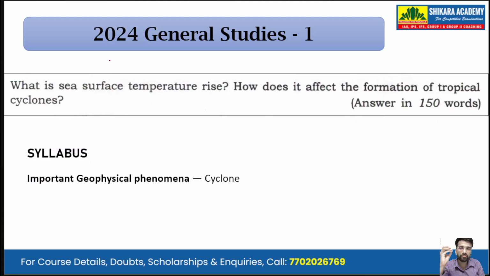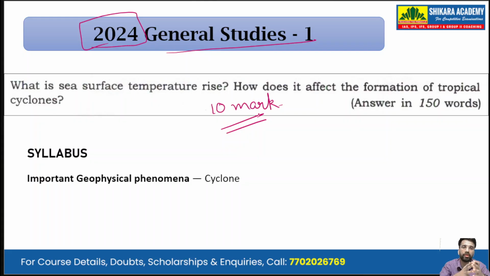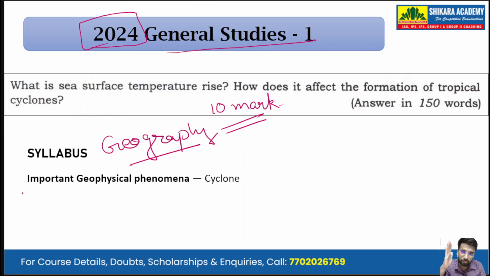Now this particular question was asked by UPSC in 2024 GS paper 1. What is sea surface temperature rise? How does it affect the formation of tropical cyclones? It was a 10 marker question, and you should have answered it in 150 words. Matching it with the syllabus, it is a question of geography and important geophysical phenomena, cyclone.